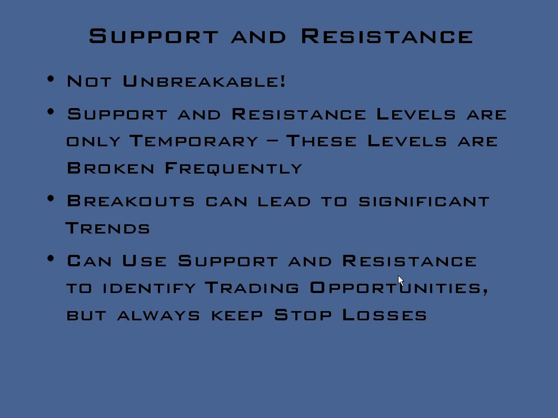So as I said, when support and resistance levels are broken, it's called a breakout. And when a support or resistance level is broken, it can lead to a significant downtrend or uptrend. If a support is broken, a strong downtrend could occur. If a resistance level is broken, then a strong uptrend may occur. Of course, a breakout can be just temporary, so you have to look at other indicators to see how strong that trend might be.